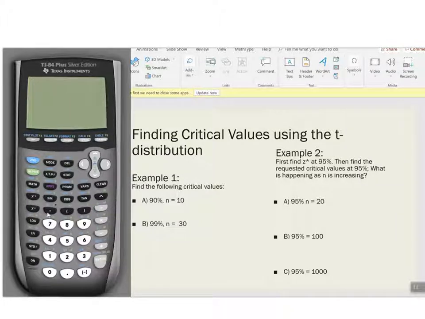This calculator guide will show you how to find critical values using the t distribution. So look at example 1 and we'll find the following critical values. I want to find a 90% confidence level with n equals 10.